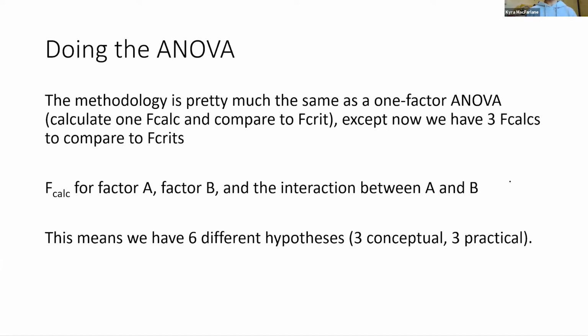The methodology for doing the ANOVA is pretty much the same as a one-factor ANOVA, where we calculate sum of squares, mean squares, and then F stats. The big difference here is that we have 3 F calcs to compare to 3 F crits. We have an F calc for factor A, factor B, and for the interaction between A and B, which means that we technically have 6 hypotheses. We have 3 conceptual and 3 practical.